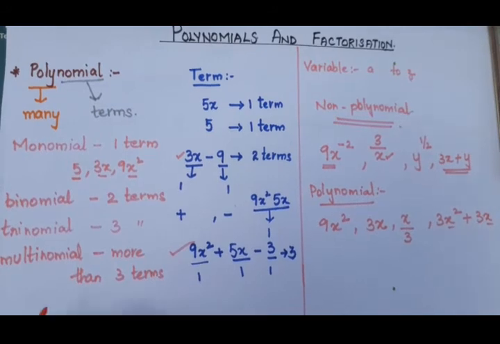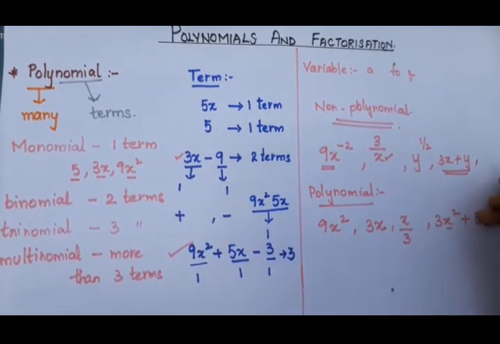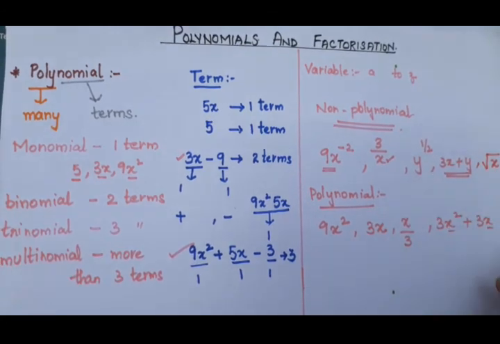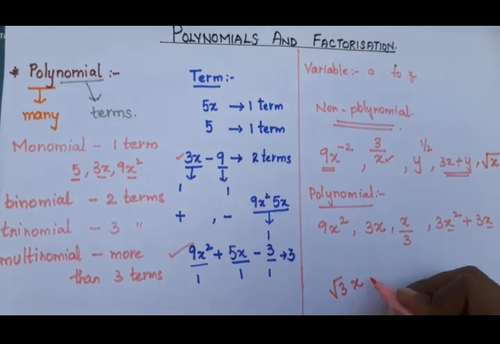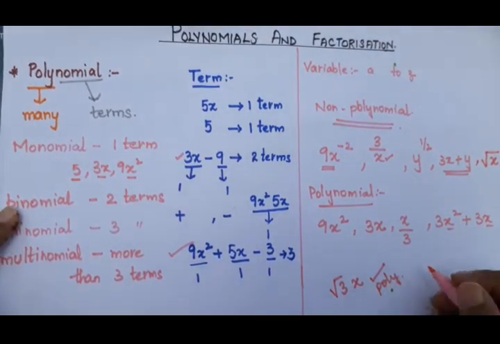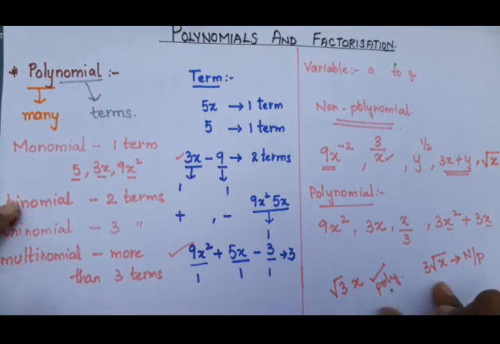I forgot a small thing, children. See here, in a non-polynomial, the variable should not have a root, like root x. If it has root x, then it is a non-polynomial. If it has root 3 and x is separate, then it is a polynomial. But if it is 3 root x, then it is a non-polynomial, children. Then it is a non-polynomial.